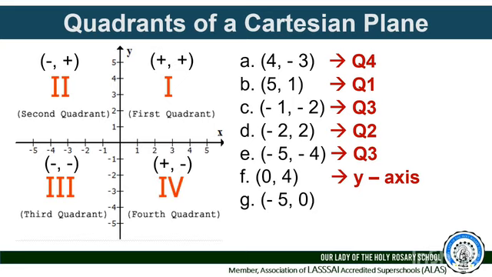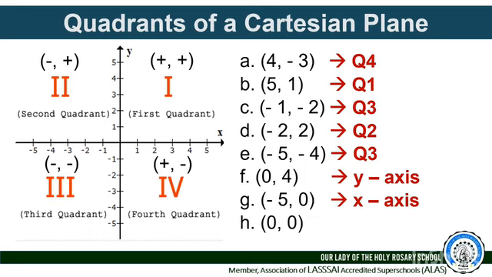Another example, (-5, 0). So, in this example, the x-coordinate is -5, while the y-coordinate has no sign. It's neither positive nor negative. So, therefore, it does not belong to any quadrant. Then, what will be the location of (-5, 0)? This will lie on the x-axis since the only coordinate we have is x.